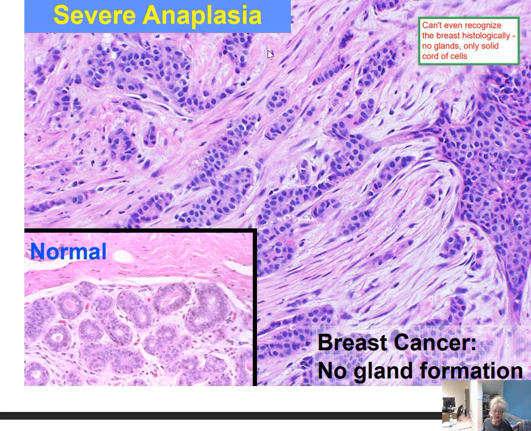This is severe anaplasia. Take a look at normal. This is breast cancer. There's no gland formation. We can't even recognize the breast histology here. There are no glands, only solid cords of cells. It's like a massive flood infiltrating the tissue. So severe anaplasia, or disorganized cellular structure.